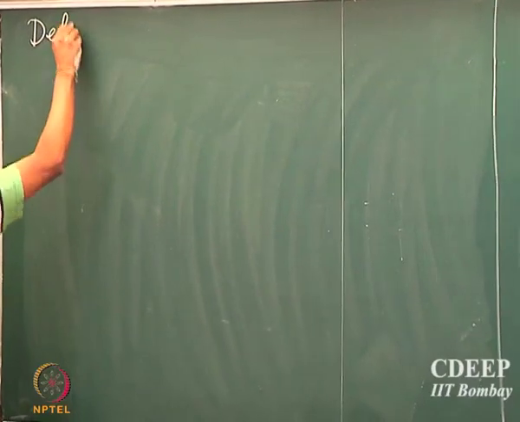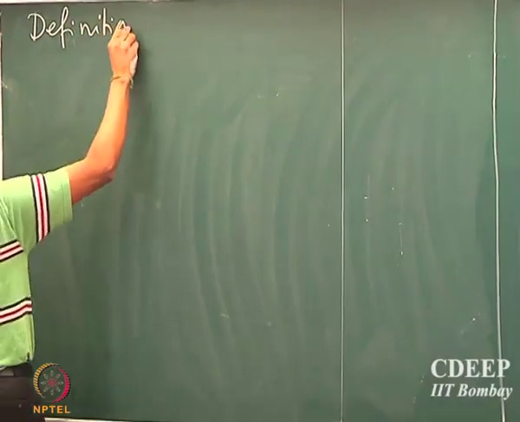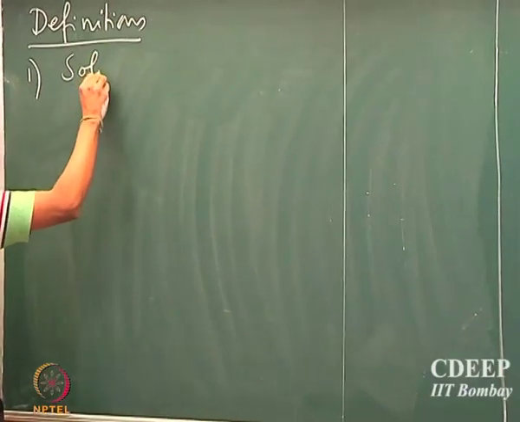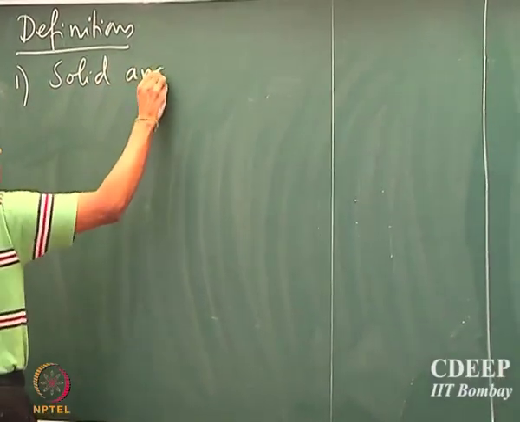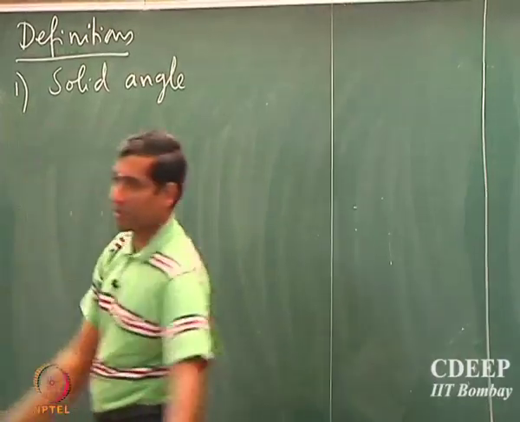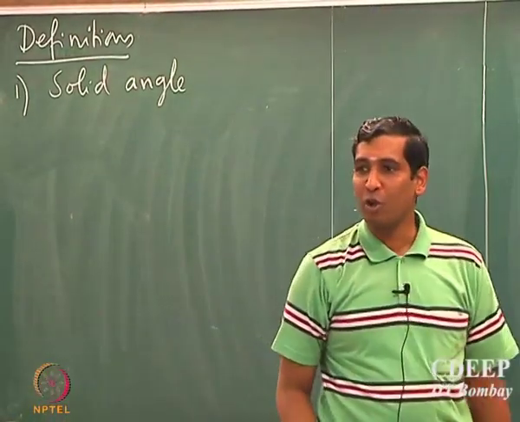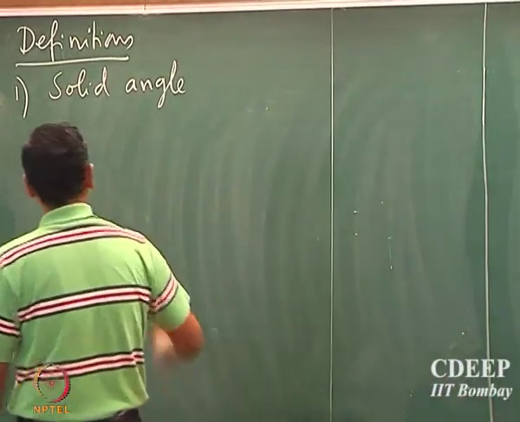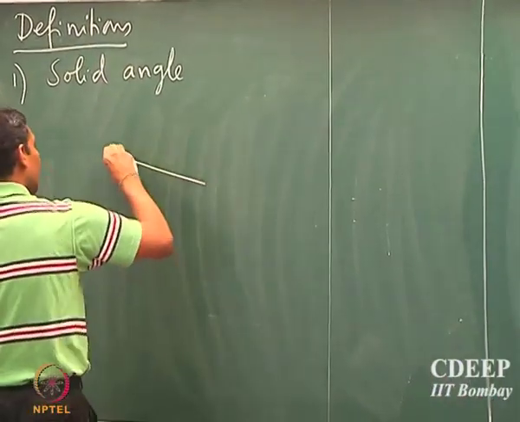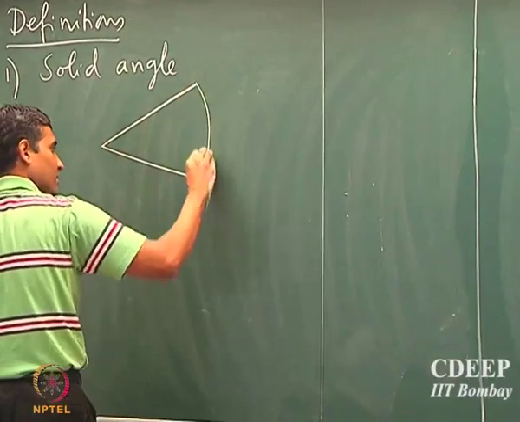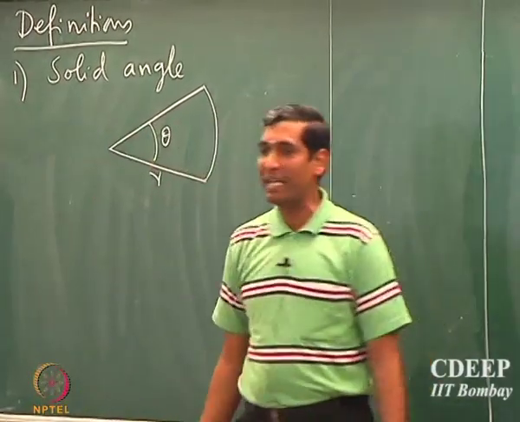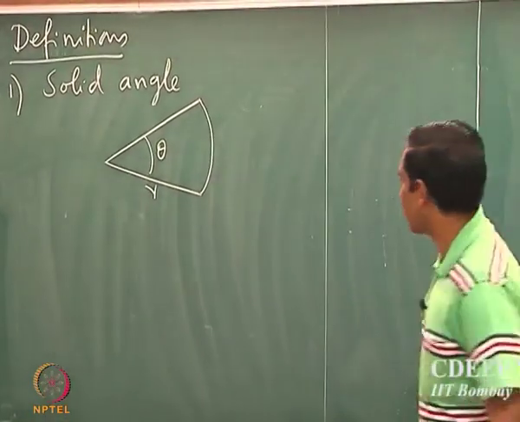So, we are going to look at a few definitions now. The first one on the list is solid angle. Typically in normal geometry that you have done so far, supposing you have a two-dimensional system, and if this is theta and this is r, you know what is going to be the length of that arc, right? What is the length of the arc?